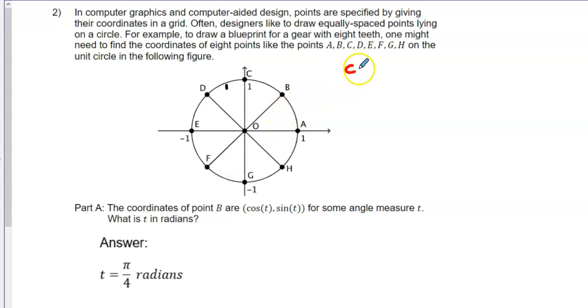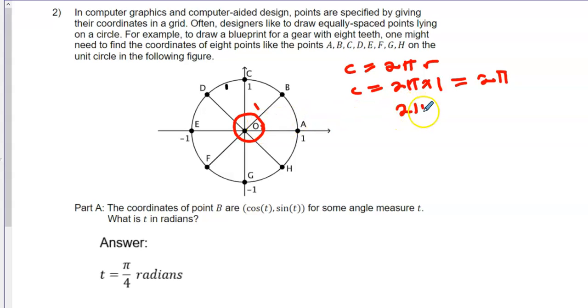The circumference of a circle is defined by 2 pi radius. In this case, we have a radius of 1, and we are considering the point B. And so the circumference becomes 2 pi times 1, which is 2 pi. And what this means is that when you finish a complete revolution, you would have gone through an angle of 2 pi in radians, which is equivalent to 360 in degrees.